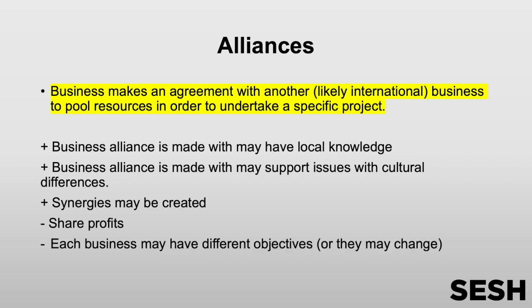Each business may have different objectives, and the objectives might change over time, and that might put a strain on the alliance. And also, trade secrets may need to be revealed within the alliance. It might be that one of the businesses needs to turn over exactly how they produce something or make something or sell something, and as a consequence, the other business within the alliance would learn that.